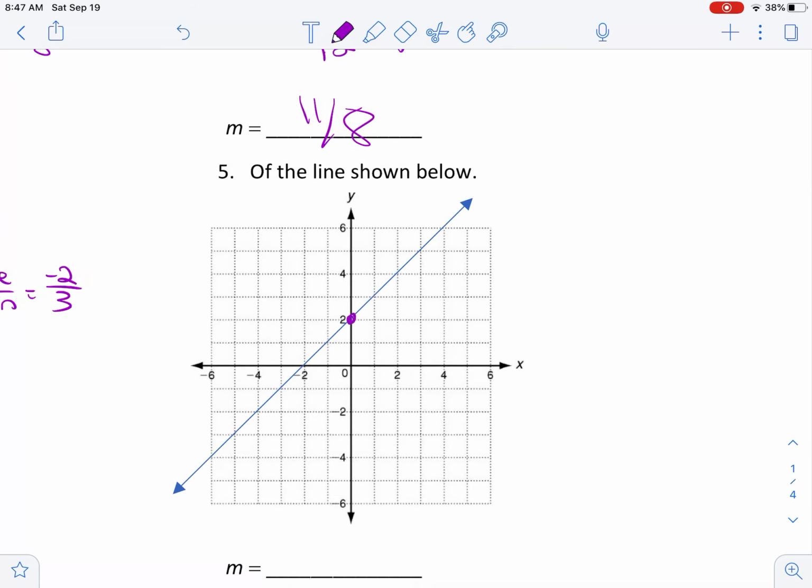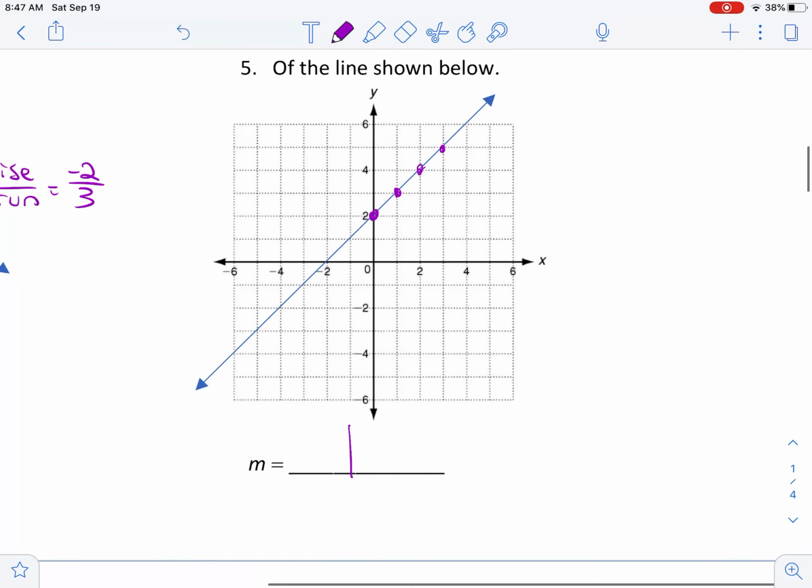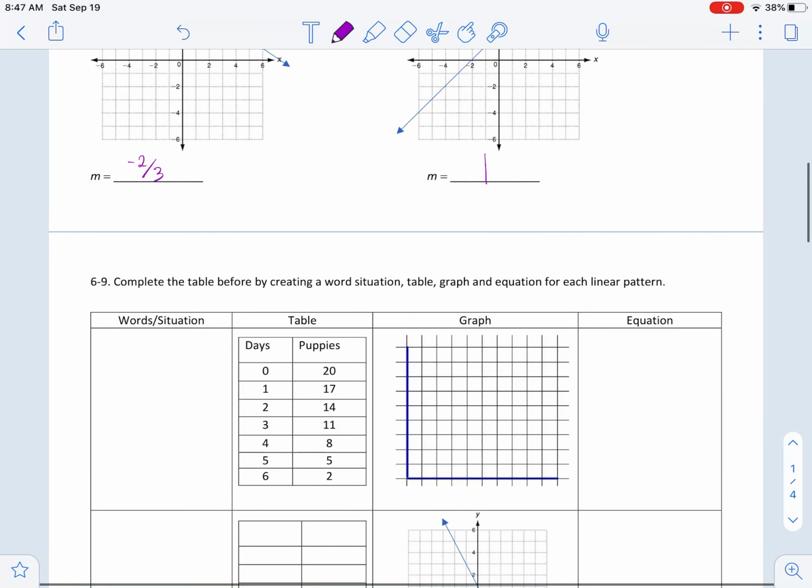Okay, and this line looks like it has a y-intercept of 2, and then it goes up by 1 each time. Over 1, up 1, over 1, up 1, over 1, up 1. That's a slope of 1.